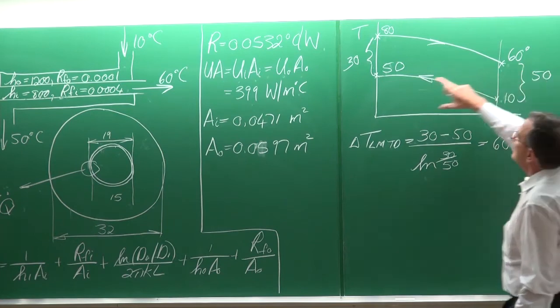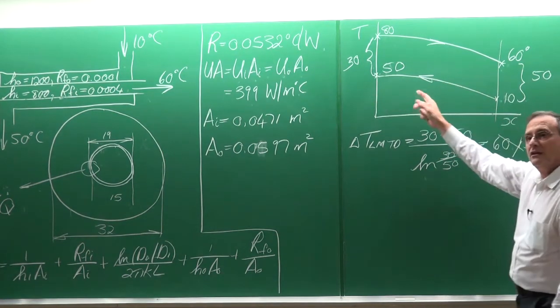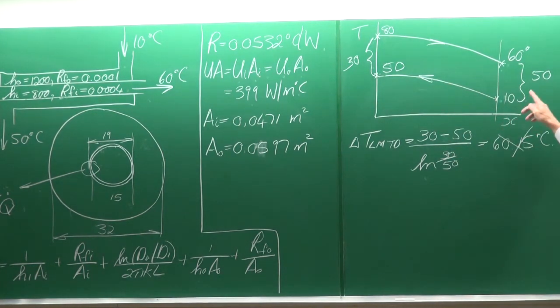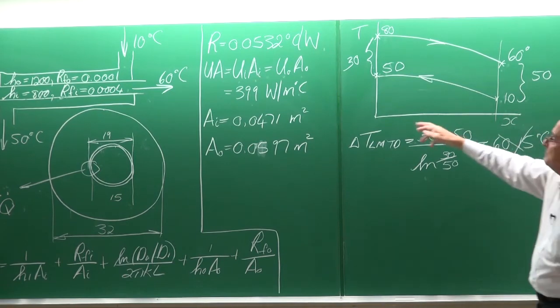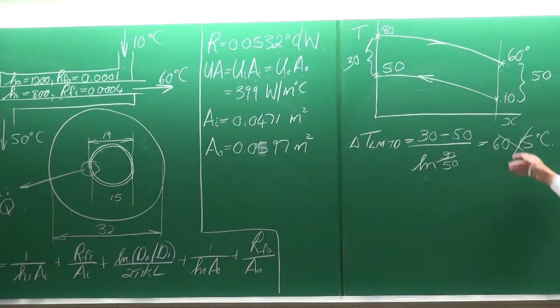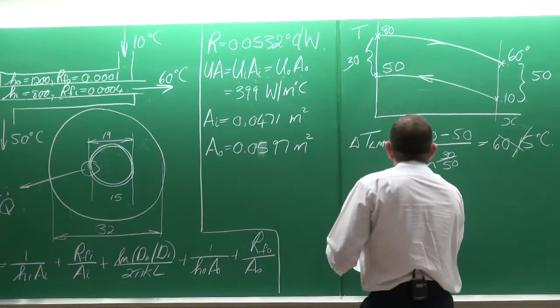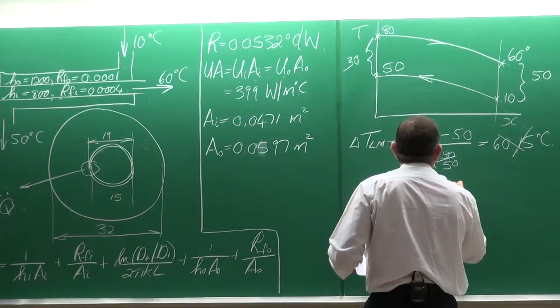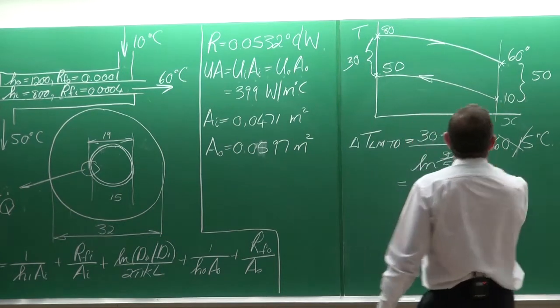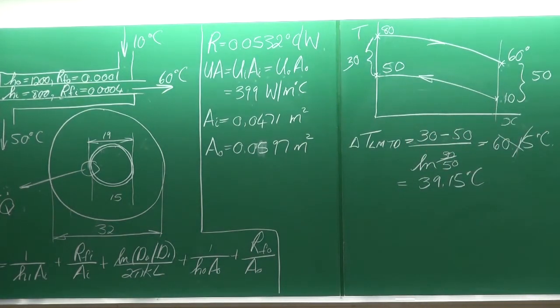Okay, I've done it on purpose, so that obviously can't be. If you look at 50 and 30 there, you must tell yourself, I expect the LMTD to be between 30 and 50. It cannot be 60. Very easy to make a calculation error. So if you go and do it, it is 39.15 degrees Celsius.